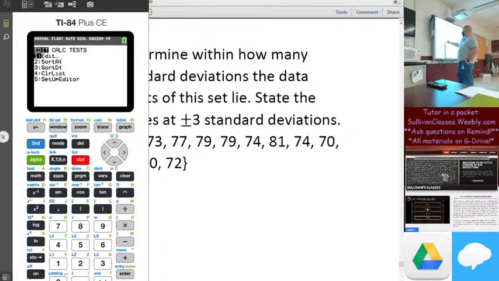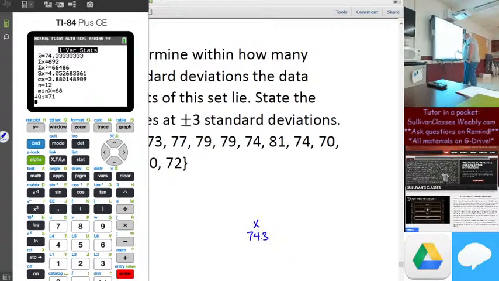I'm going to go stat, calculate my one variable stats. So in the middle is going to go my mean. I'm just going to shorthand it for now and say 74.3 is X bar, my mean. Then we're going to go 1, 2, 3 standard deviations out in both directions.